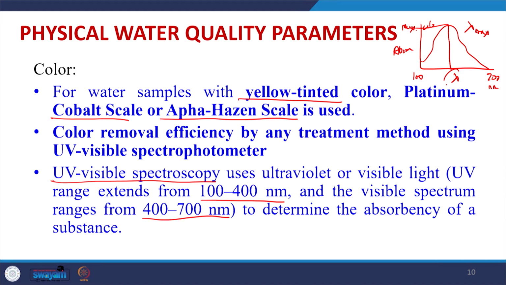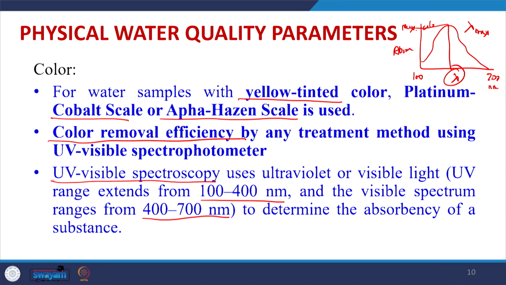So the lambda value gives an idea of the tentative color of that water, and the same technique is used for determining the color removal efficiency of any treatment method. What we do is determine the lambda max of that water before treatment and note down the absorbance, suppose this is A1. After treatment, we again find the absorbance of the water at that same lambda, which is the lambda max. Suppose the water after treatment comes out like this. So we will get a second absorbance, which is A2.